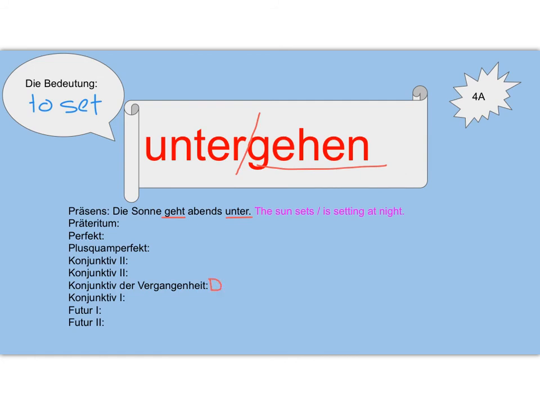So our Konjunktiv der Vergangenheit sentence, we're still starting with the same subject, die Sonne. And because our root verb is gehen, it's a verb of motion, so is it going to be hätte or wäre? All right, it's a verb of motion, so it's going to be wäre. And then we have abends and untergegangen. Very little space left. Untergegangen. Sorry for the bad handwriting there. So the sun would have set at night.